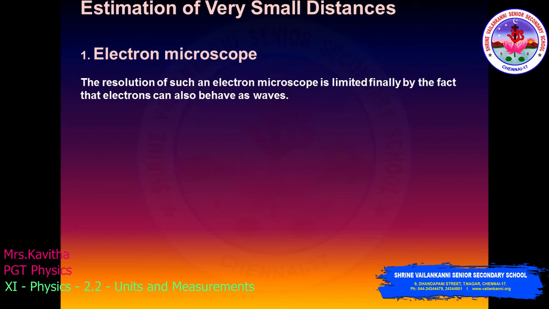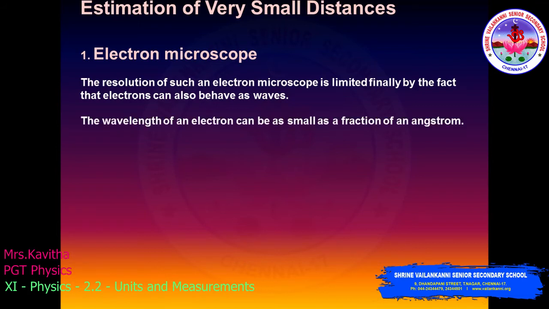An optical instrument like a microscope uses visible light to look at a system under investigation. Here we are using electron beams that can be focused by properly designed electric and magnetic fields. So the electron microscope can be used to estimate very small distances, that means the size of a molecule.